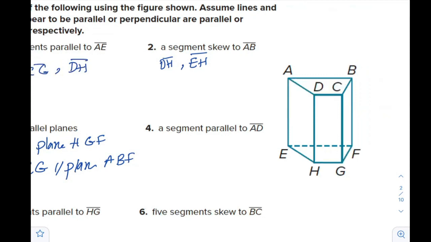Now, a segment parallel to AD. Where is AD? This is AD. Parallel to it is this one. So the first one is very clear: AD is parallel to EH. Do we have any other one? So far, I cannot see any other one.